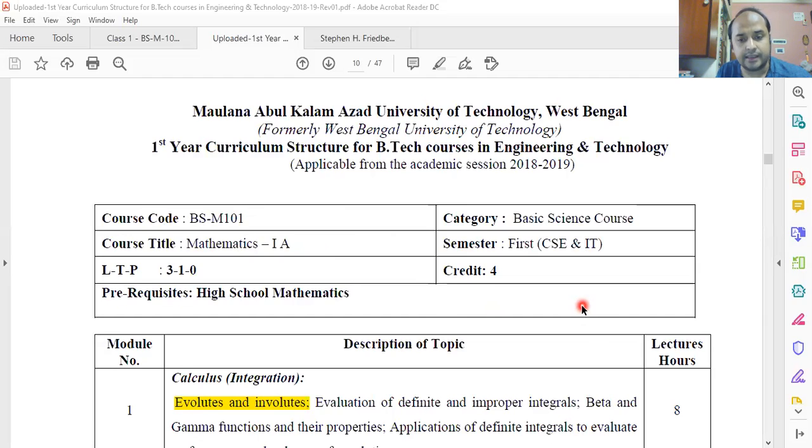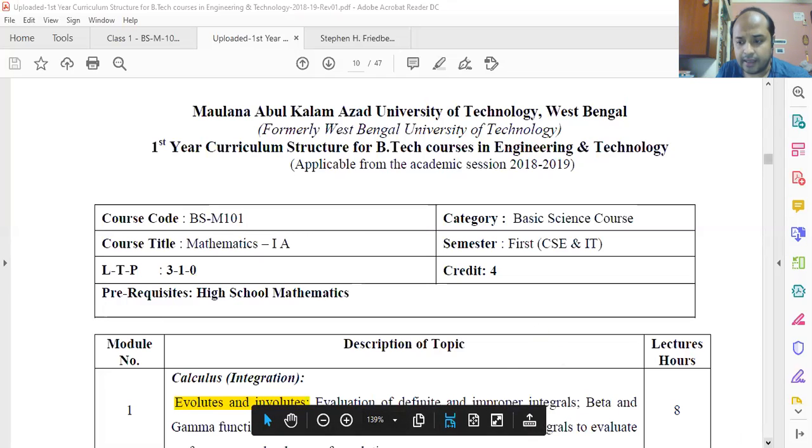And why am I telling all these things to you? Because after 2.5 months, you are going to fill up your examination form in MaKAUT. And there, if you put the subject code as BSM 102, as one of the IT students, one of the seniors once did it, you will be in trouble. So be very careful when you put your subject code. Remember, this is a basic science course, so this BS is there. It is a mathematics course, so this M is there. And first semester course, so 1 is there, and 01 is the serial number. So in this way, you can remember it.